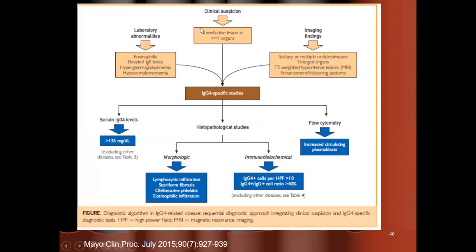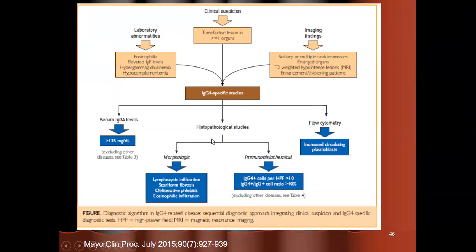So when you have a patient with clinical suspicion, you will suspect it clinically from the presentation, for example, any organ presentation. Then if you find a tumefactive lesion in one or more organs, you will go for lab: eosinophils, elevated IgE in 40%, hypergammaglobulinemia, hypocomplementemia, and image findings of solitary or multiple nodules or masses. You will go for IgG4 specific studies, which include serum IgG4 level, but you should exclude other causes of high IgG4. We mentioned the list before.